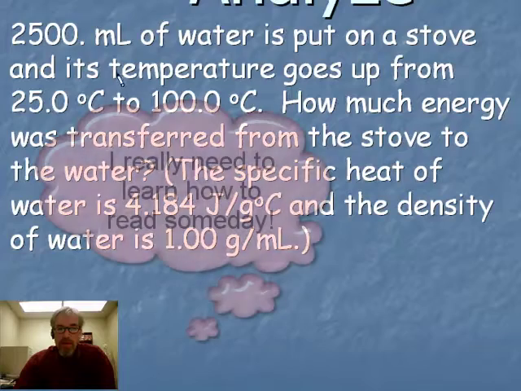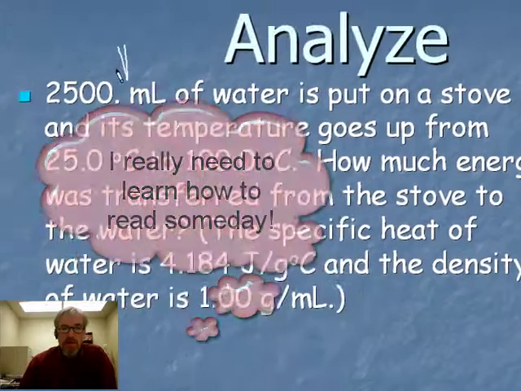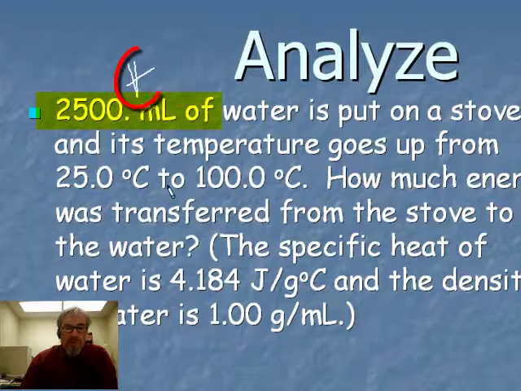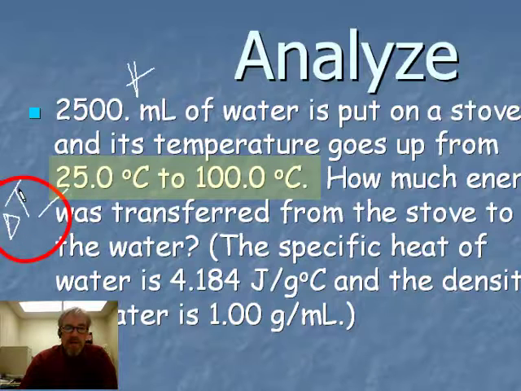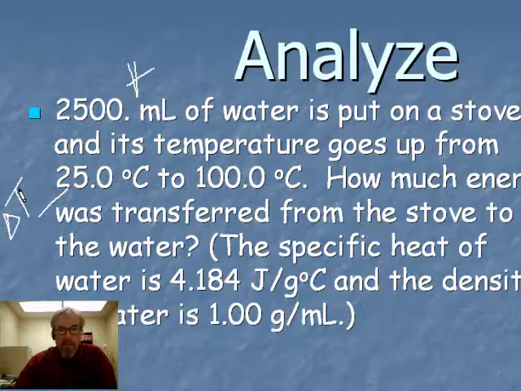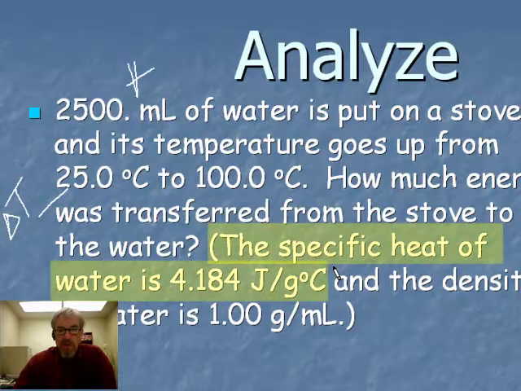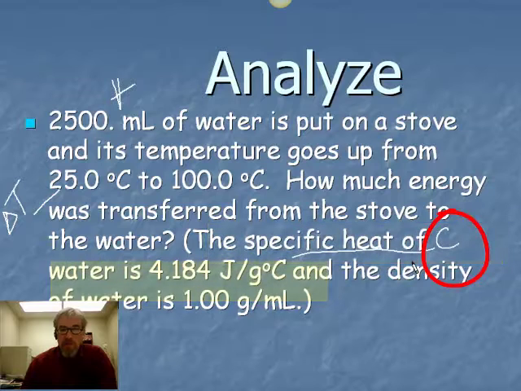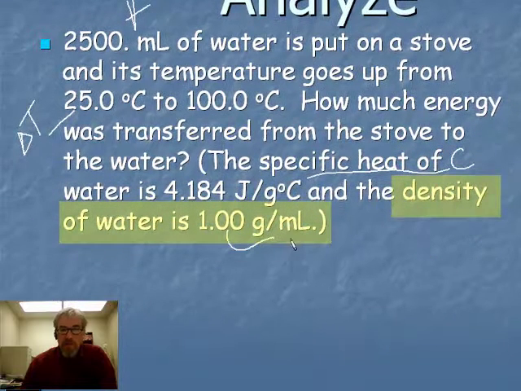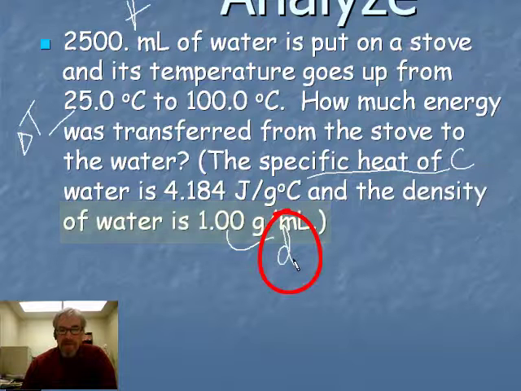So this question says 250 milliliters of water. Okay, 250 milliliters, that's a volume, is put on a stove and its temperature goes up from 25 to 100 degrees C. Okay, well that's a change in temperature. I saw that in something earlier. Delta T is change in temperature. How much energy was transferred from the stove to the water? The specific heat of water is, okay, there's direct data right there. Specific heat of water is C, 4.184 joules per gram per degree C, and the density of water is 1 gram per milliliter. So that's D, the symbol that we've used for density.